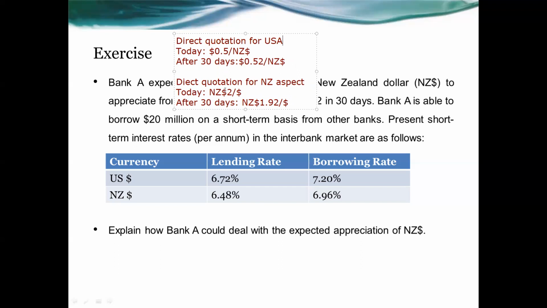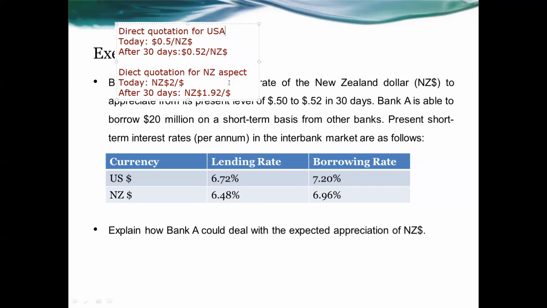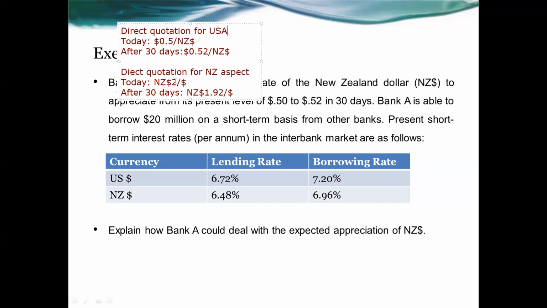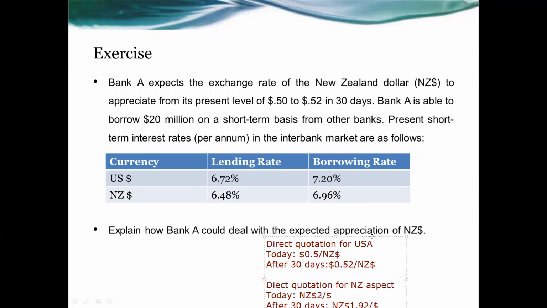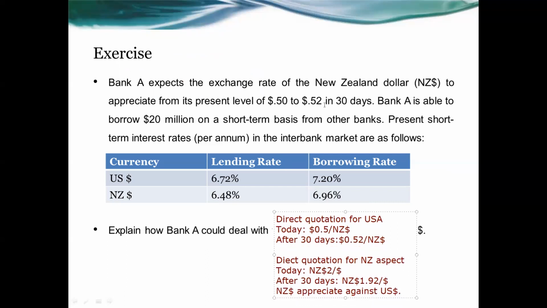Now, if you look at the New Zealand perspective, because the bank belongs to New Zealand, their aspect is that the New Zealand value is going to increase. So the New Zealand value in terms of dollar is going to increase. That's why the exchange rate is going to reduce. So that means the New Zealand dollar is going to appreciate against the US dollar after 30 days. That is the anticipation.